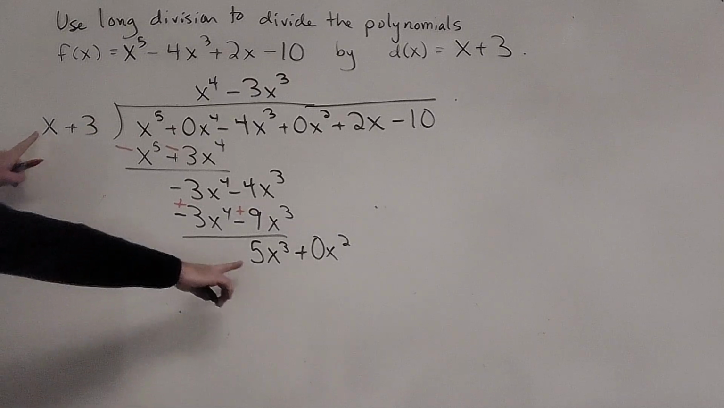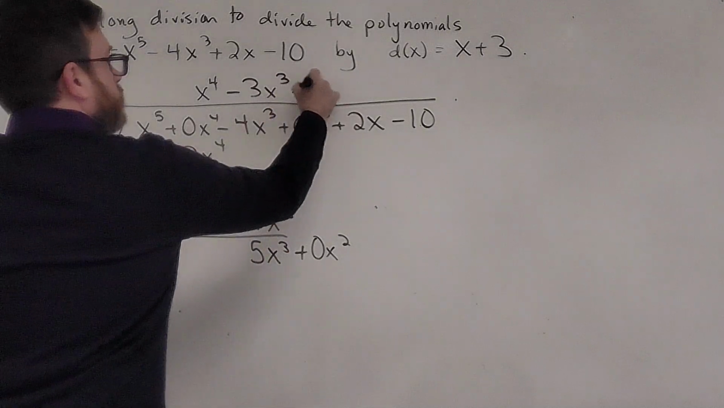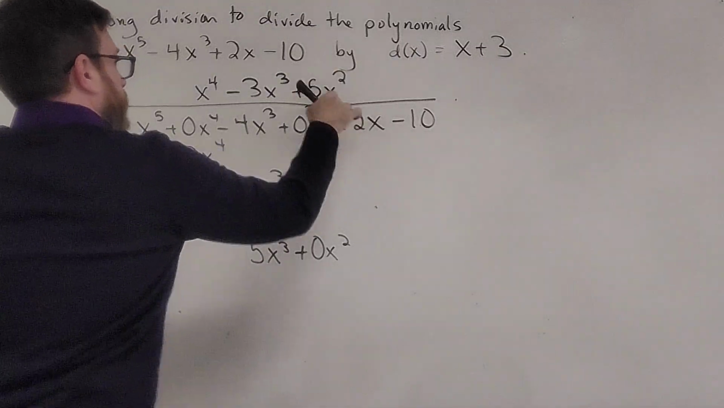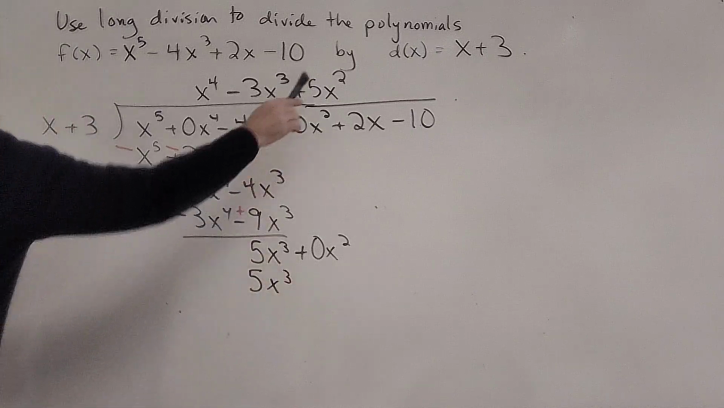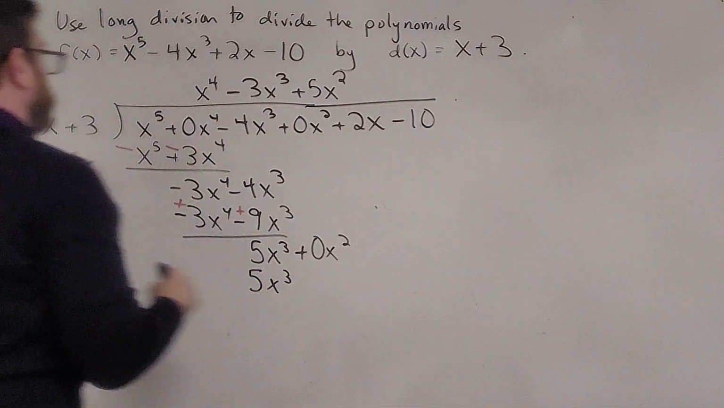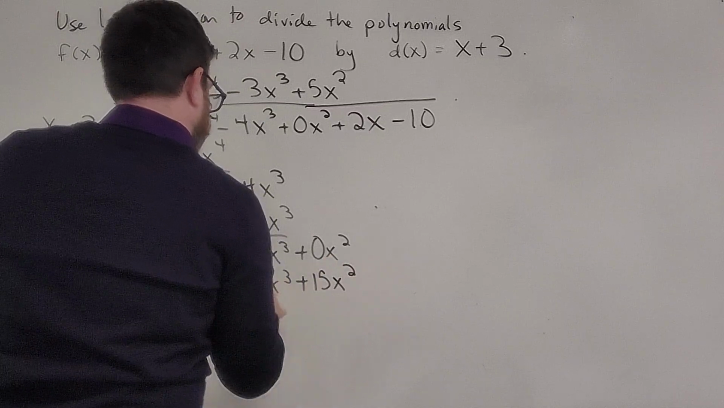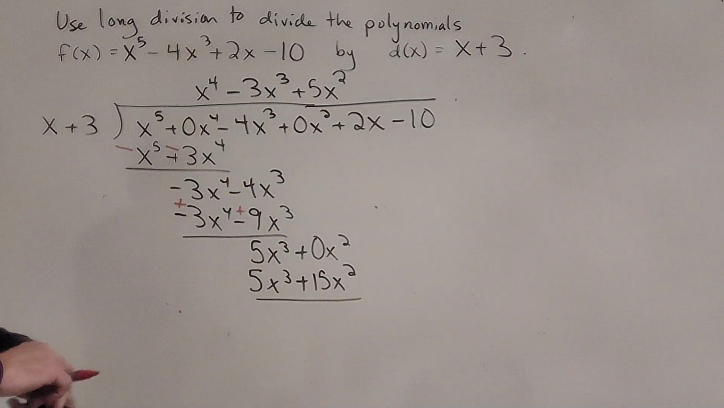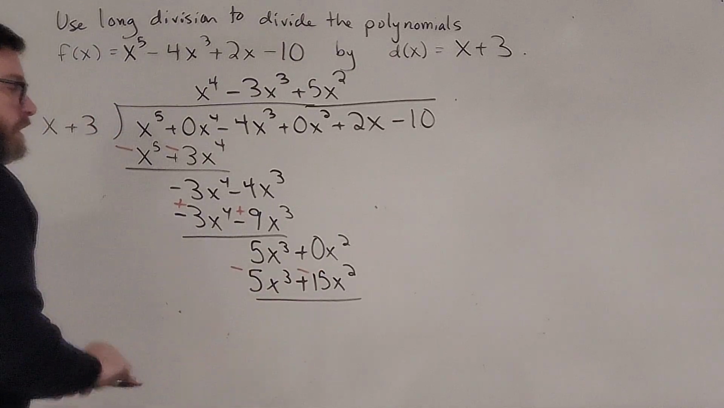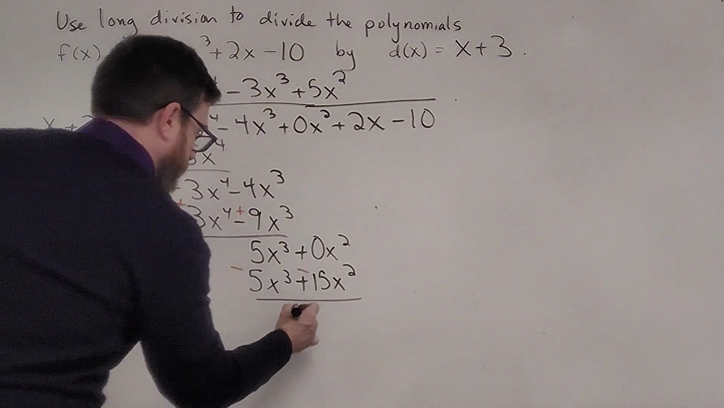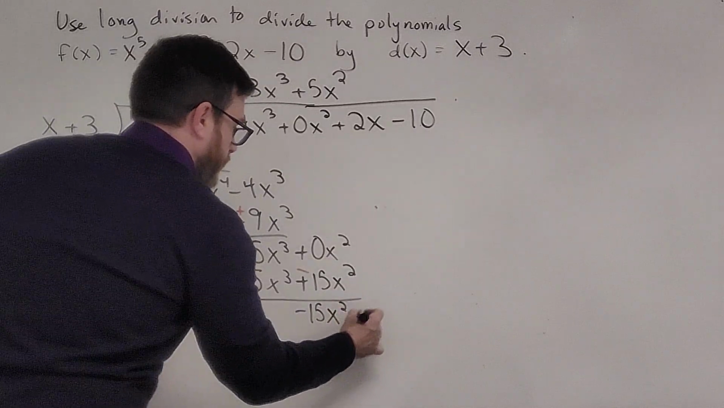Now, again, make it match. In order to make a 5x cubed, I'm going to need a 5x squared, so plus 5x squared. So this times this is a 5x cubed. 5x squared times 3 is going to be a 15x squared, so plus 15x squared. Again, don't forget that we're subtracting, so we're going to have to change these signs. This is going to become a minus, this is going to be a minus. The first one annihilates, the second one's going to be minus 15x squared. Drop down the next, plus 2x.